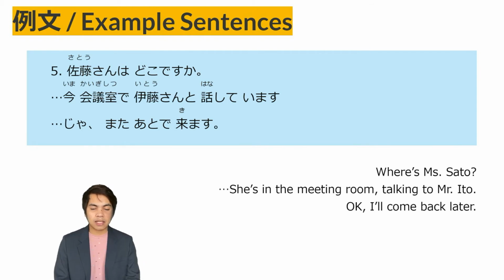Next, Ito-san to hanashite imasu. So the verb hanashimasu means to talk, and the person you are talking to, you will attach the particle to. So in this case, Ito-san to, with Ito-san. Hanashite imasu, talking. The te form of hanashimasu is hanashite plus imasu, it means currently talking.